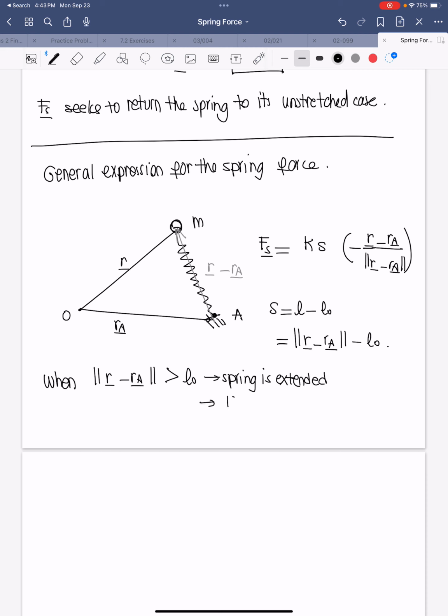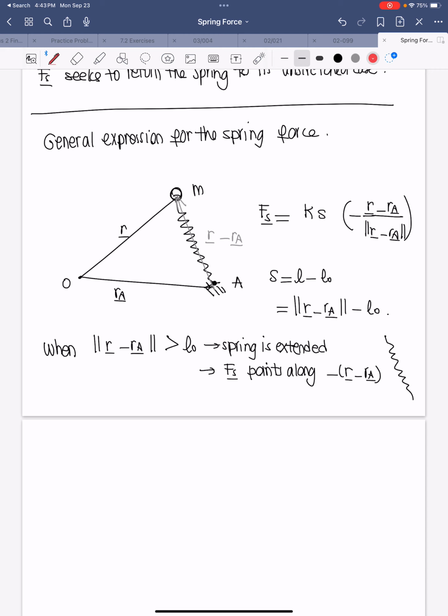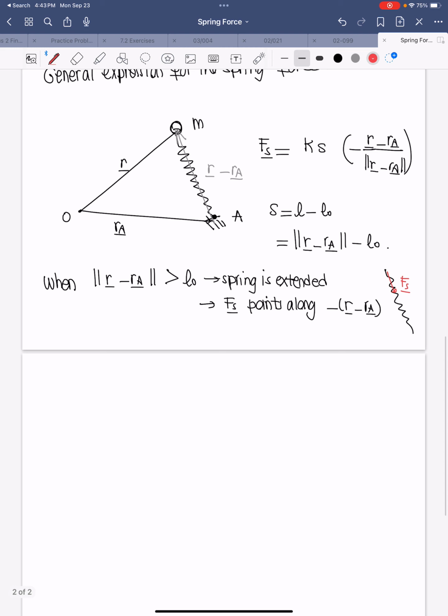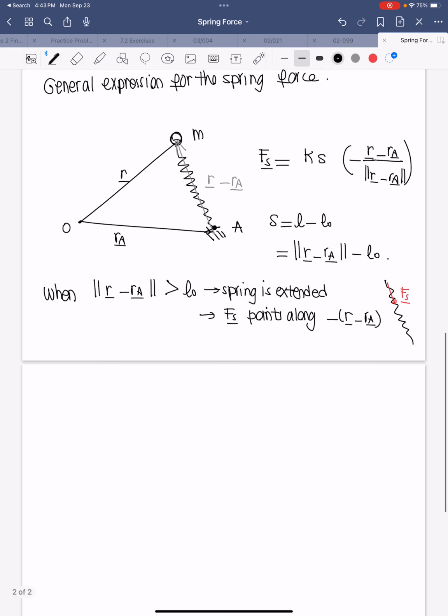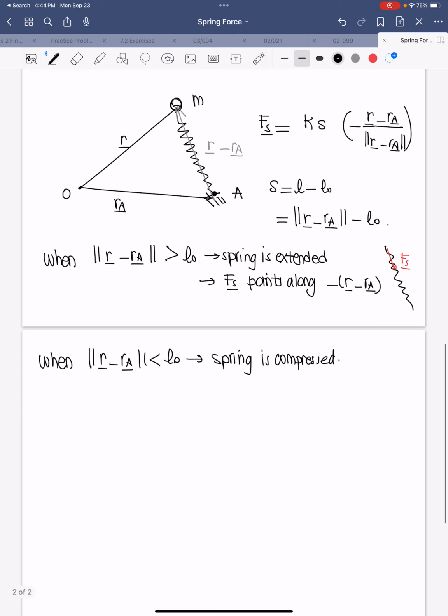And then Fs points along minus r minus Ra. So the spring is extended like this, and the spring force points like this, which makes sense. And this equation is also valid if the spring is compressed, when the length is less than L0. Fs points along minus r minus Ra, because the stretch is negative and then the minus signs cancel out. So the spring force points like this, which makes sense.